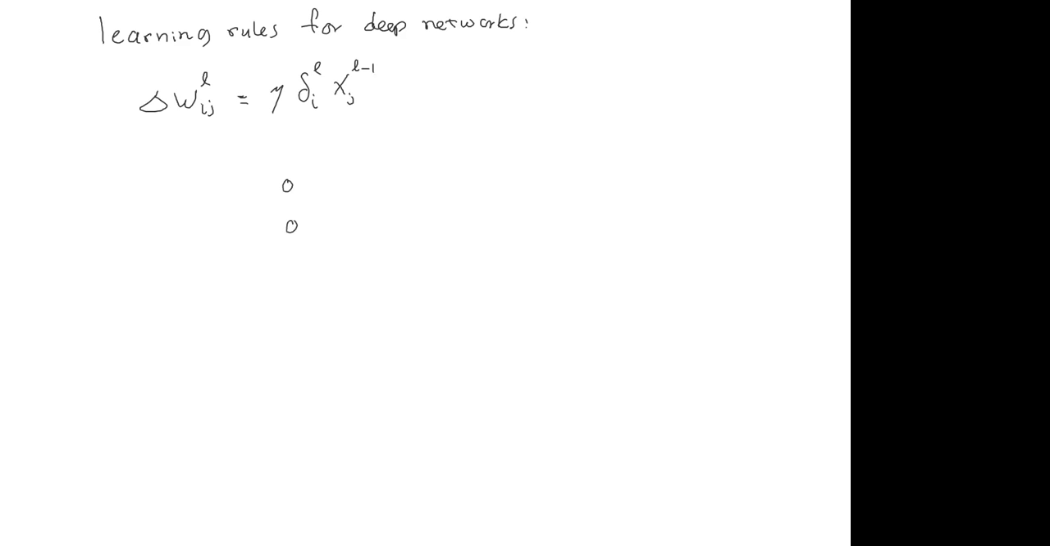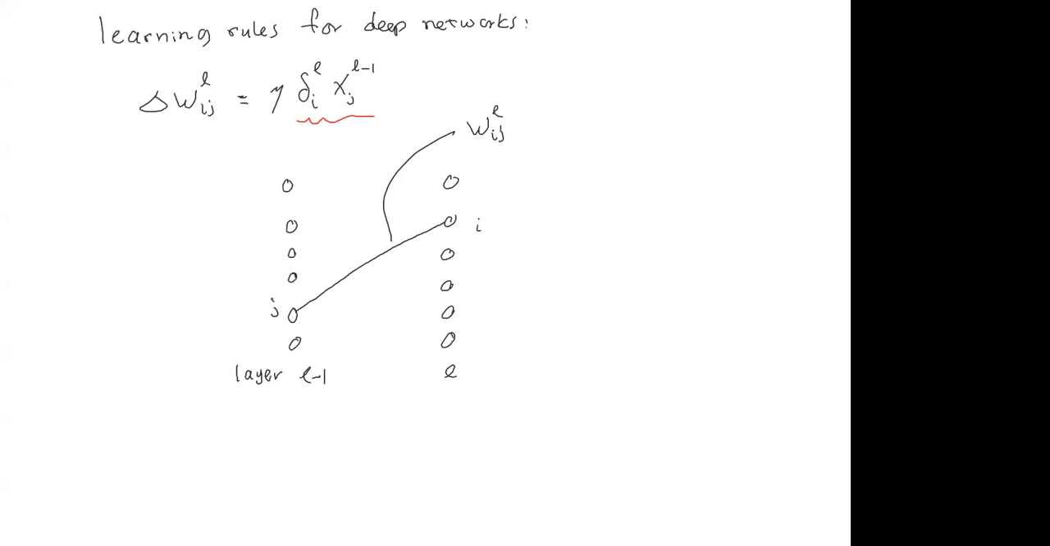So if you recall, the picture was like this. This is layer L minus 1. This is layer L. And if you look at one synapse, let's say this is neuron J, this is neuron I, and this is WijL. So delta iL is a postsynaptic term. There were two terms we needed to compute how much the weight should change by, and delta iL is postsynaptic. It's a property of that neuron. That neuron has access to delta iL.